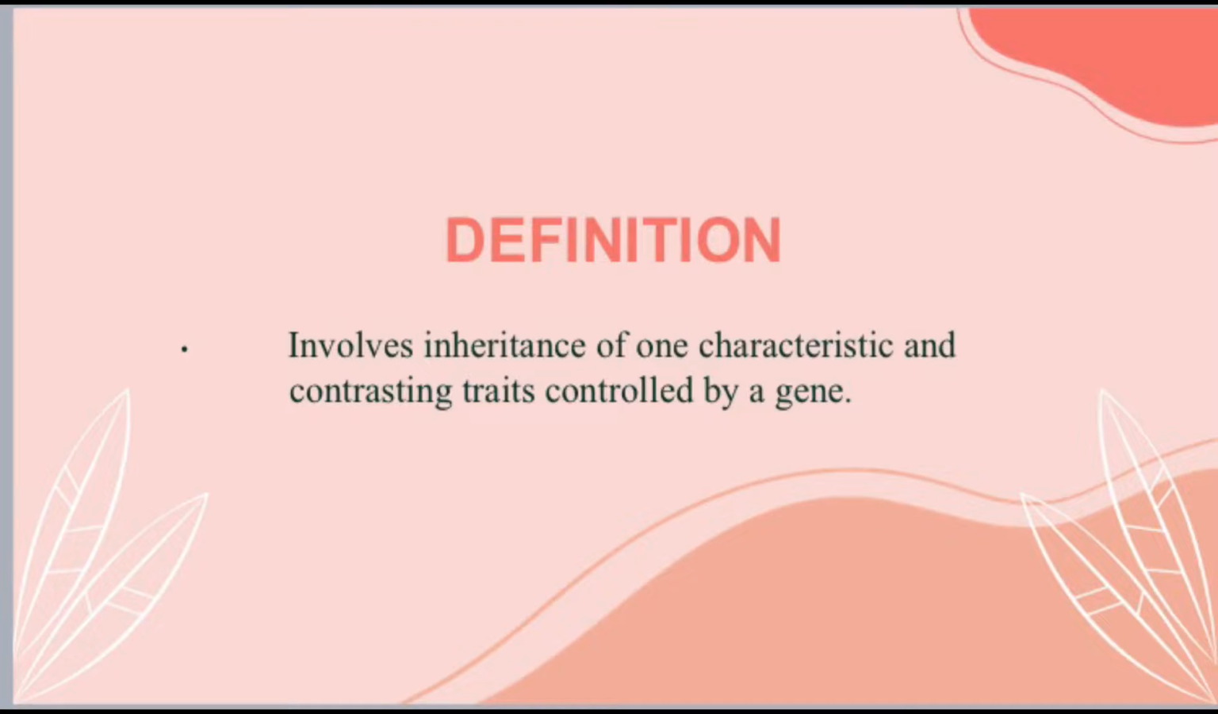So we're going to present about monohybrid inheritance. So first, the definition of monohybrid cross. Monohybrid inheritance involves inheritance of one characteristic and contrasting traits controlled by a gene.